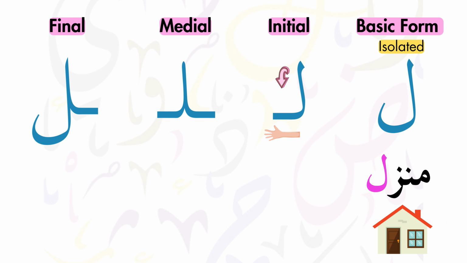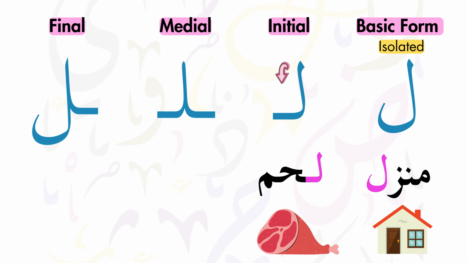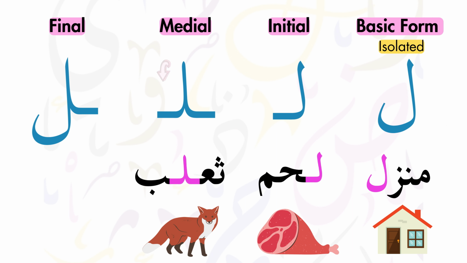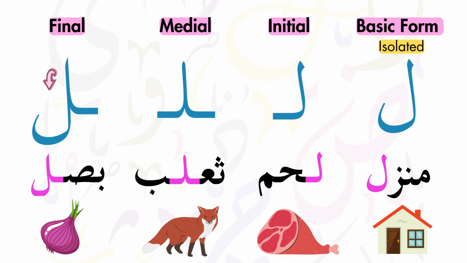The second one is the initial form, which comes in the beginning of the word with one hand from the left in order to be attached to the next letter, as in the word lahm, which means meat. The third one is the medial form, which comes in the middle of the word with two hands from the right and left, as in the word ثعلب, which means fox. The last one is the final form, which has one hand from the right in order to be attached to the previous letter, as in the word بصل, which means onion.